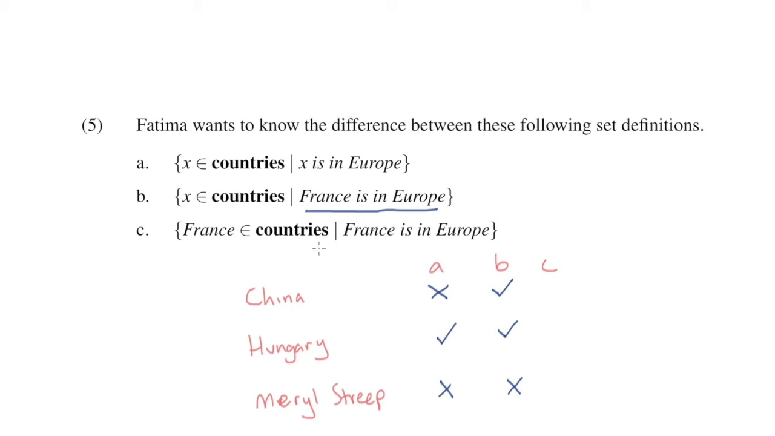Okay, let's look at C. So C, we've got France is in countries, France is in Europe. So C is just, we have a really strange name for a variable. We've called the variable, instead of calling it X, we've called it France. But if we've just replaced the name of the variable France with X, we just end up with exactly the same thing as A. The only difference is the change of the name in the variable, but apart from that, it's just exactly the same thing as A, so the answers will be the same as A. So no, yes, no.